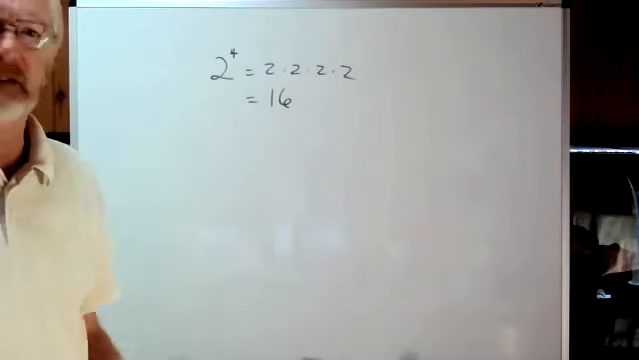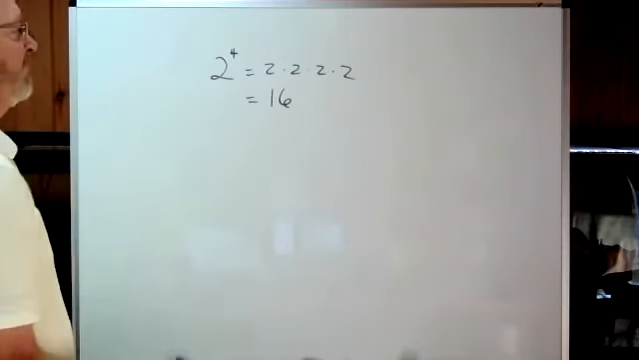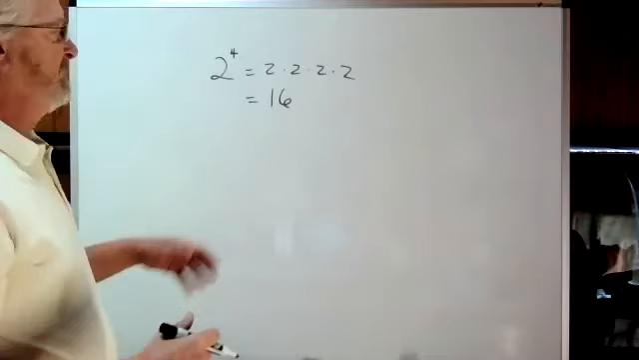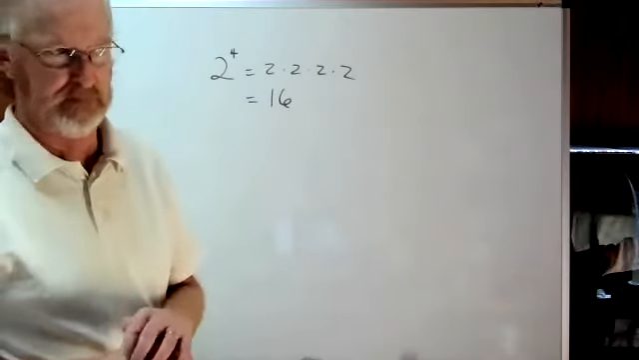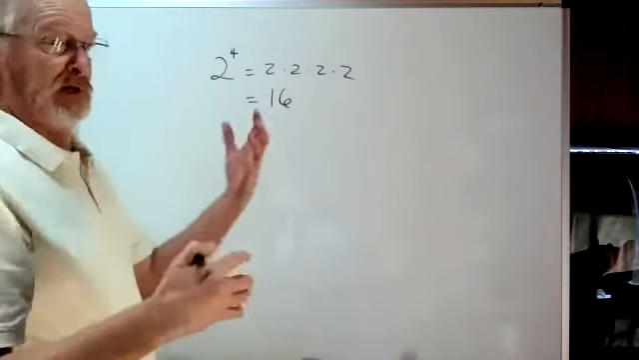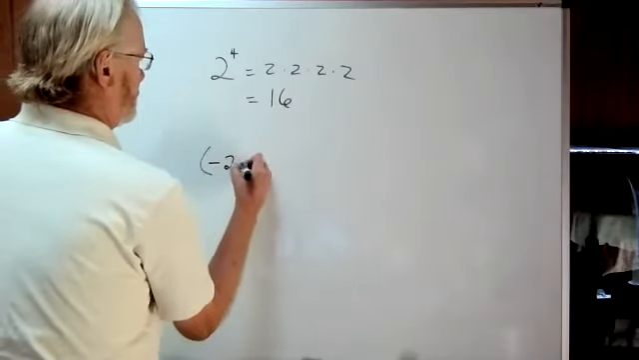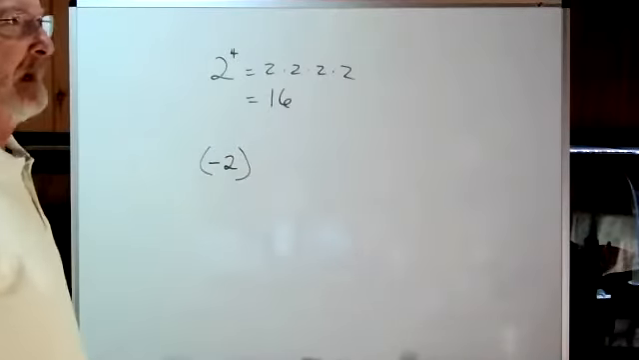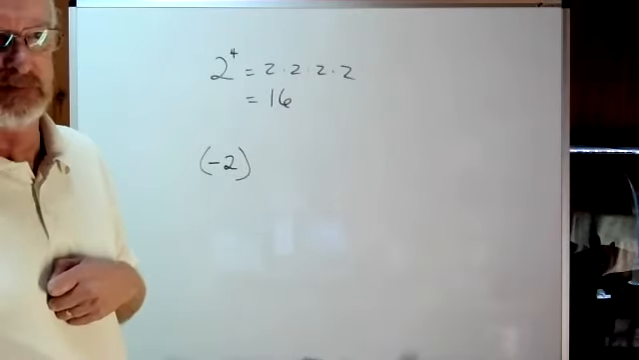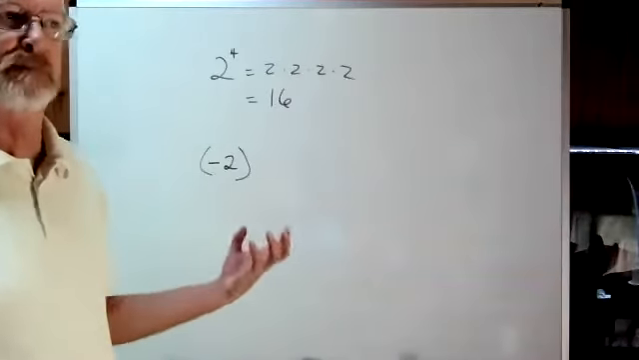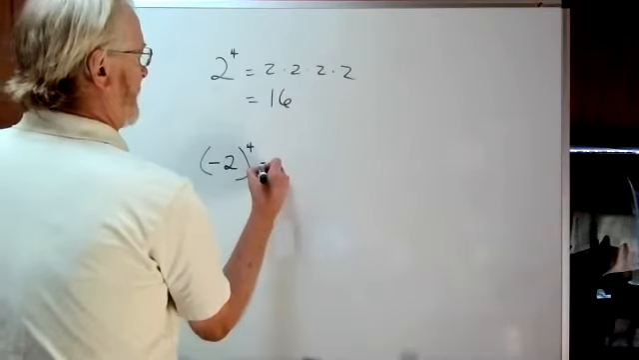Well, what happens if I start seeing some negative signs in that expression? If I want to use the number -2 as a base and then put an exponent on it, I have to wrap up that -2 in parentheses to say the negative sign is part of the base that I am now going to put an exponent on.